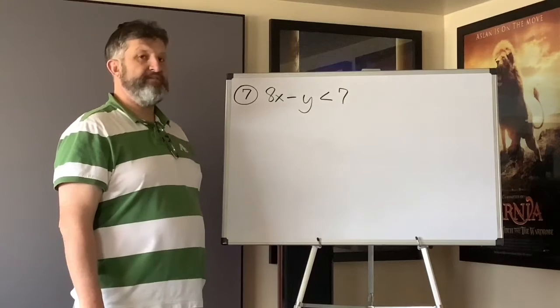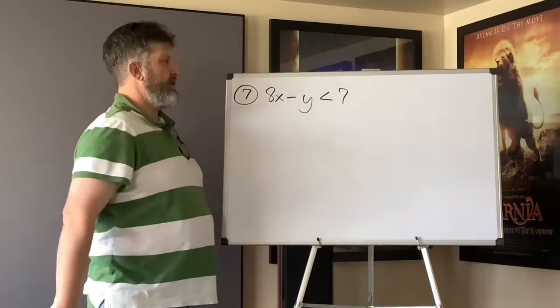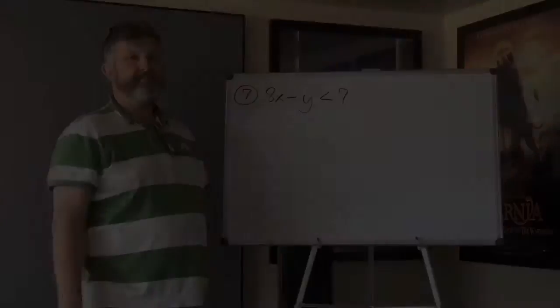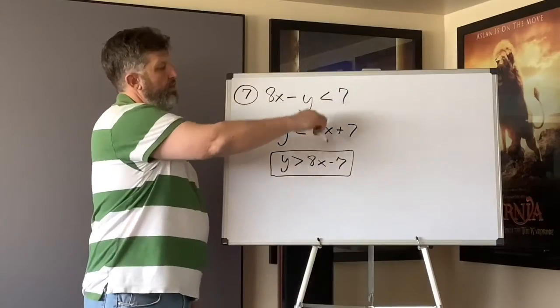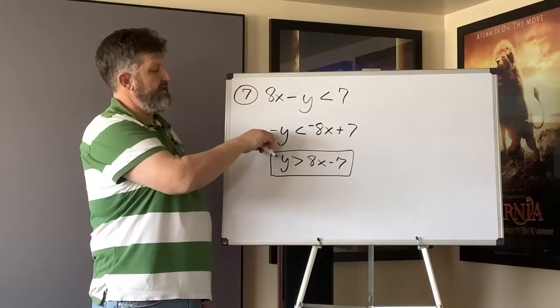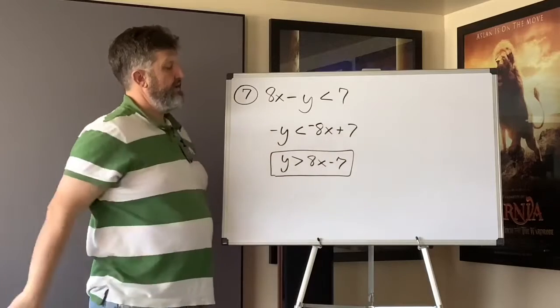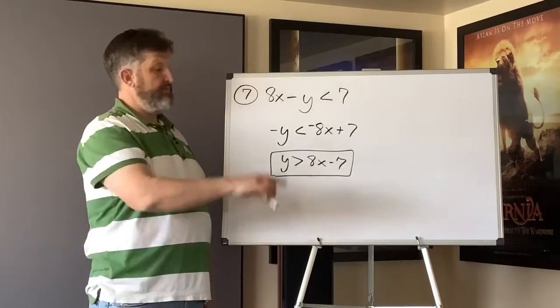There's problem number 7. Get it copied down, solve for y, graph it. Okay. Comes over to the other side, negative 8x. Well, we got a problem with that. That can't stay negative, right? Change the sign, change the sign, change the sign. Or what we're really doing there is we're dividing by negative 1.